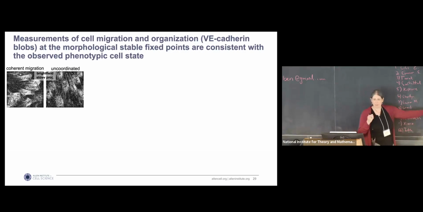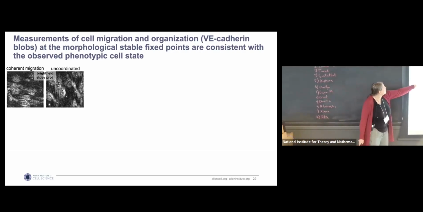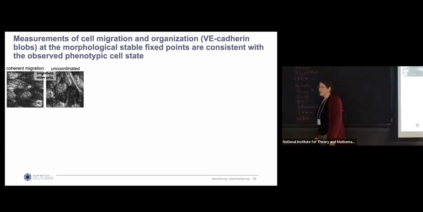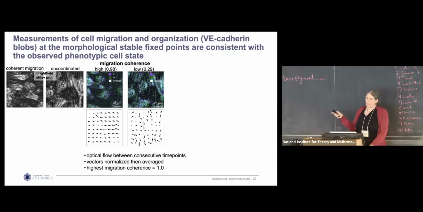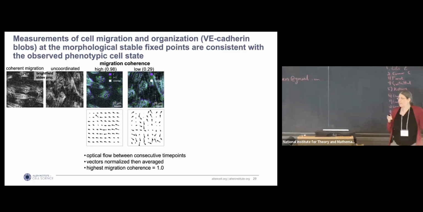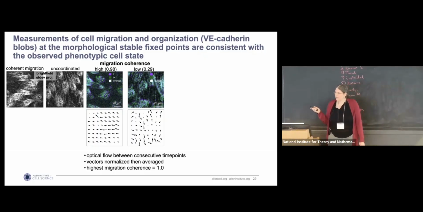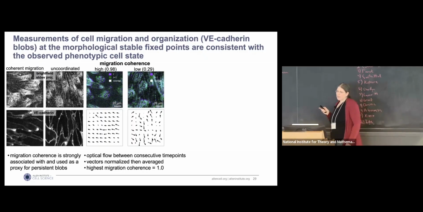Here's an example of coherent migration. And of uncoordinated or incoherent migration. And we can use optical flow between consecutive time points. And then we can normalize the vectors and we can get a score, a migration coherence score, where very high migration coherence is 1.